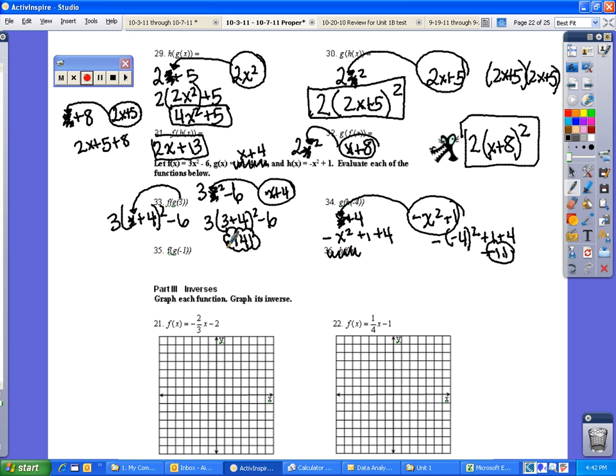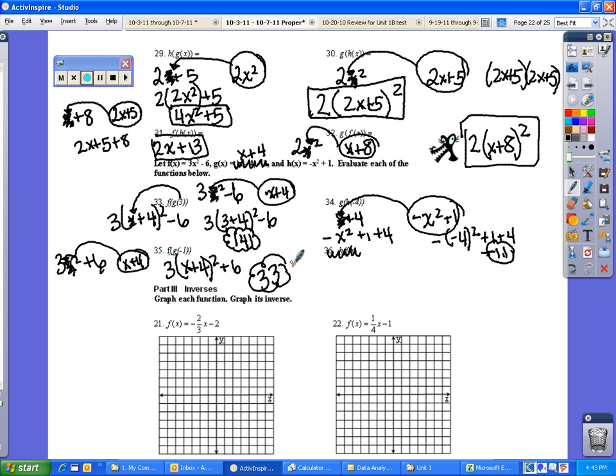So if I take f of g of negative 1, that means I'm going to take the function 3x squared plus 6, and I'm going to take the function x plus 4, and I'm going to fill it in here. Sorry, here. So that's going to be 3 times x plus 4 squared plus 6. And now I'm going to substitute negative 1 in here. So that's going to be negative 1 plus 4, which is 3. 3 squared is 9. 9 times 3 is 27. 27 plus 6 is 33.